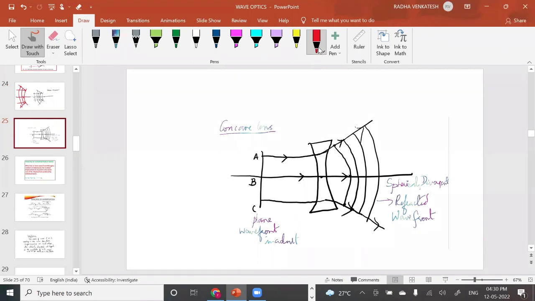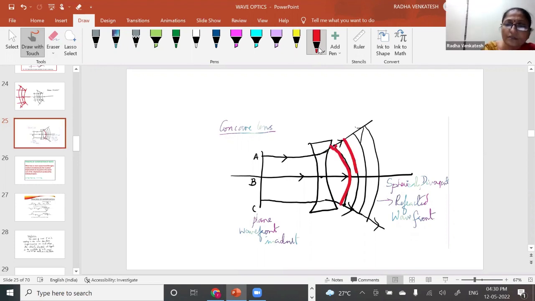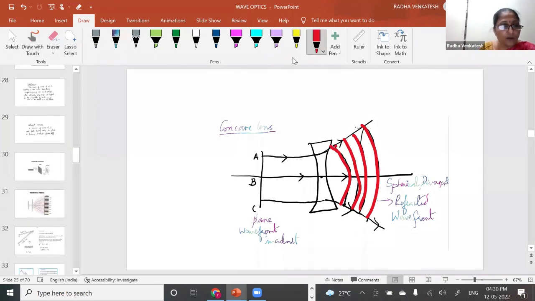Again, here the concave lens is divergent. So draw the ray. They know the ray diagram already. So ask them to draw the divergent ray diagram, then draw the curves. That will be the divergent wavefront again. Even in a concave lens, it's going to be a divergent wavefront. Fine. So that is the first part that I wanted to tell you all in this.